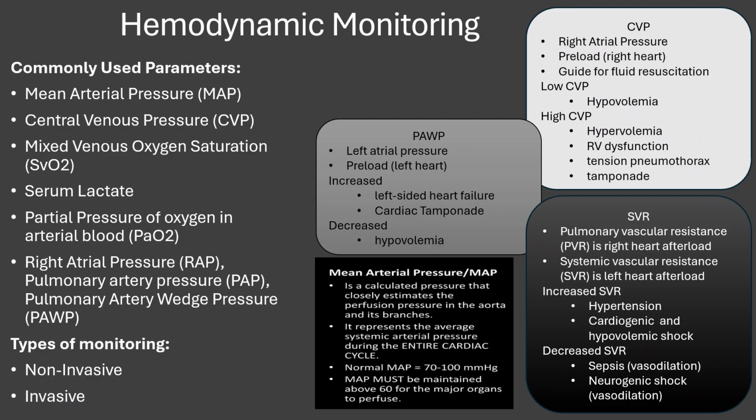It will also be very high in cardiogenic and hypovolemic shock in your initial stages because you are trying to compensate. And things like vasopressors are going to cause increased vascular resistance. Now, it's going to be decreased vascular resistance in your sepsis. That's going to be that massive vasodilation, neurogenic shock, any type of distributive shock, or when you're taking medications that cause vasodilation.